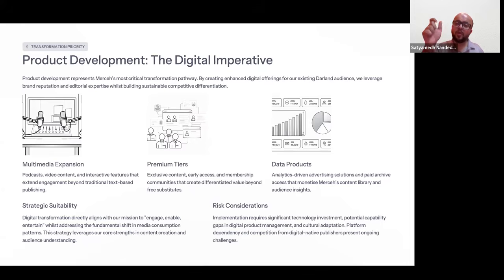And you are developing newer product lines. You are not depending only on the old ones, because people today don't read, they listen to audiobooks, right? So that's the difference. Then make sure that you have developed exclusive content, early access, and membership communities that create differentiated value. So on certain websites certain articles are for free, whereas for other articles you have to pay, right? So that is premium content. Similarly, on some streaming platforms 4 episodes are free and then the other episodes are chargeable.